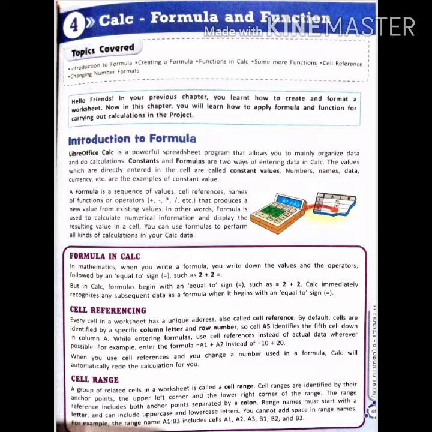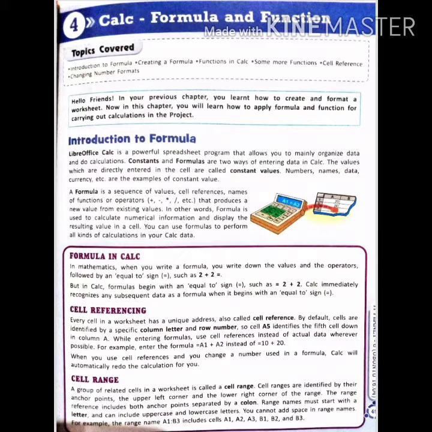Formula in Calc. In mathematics, when you write a formula, you write down the values and the operators followed by an equal to sign, such as 2 plus 2 is equal to. But in Calc, formulas begin with an equal to sign, such as =2+2. Calc immediately recognizes any subsequent data as a formula when it begins with an equal to sign.